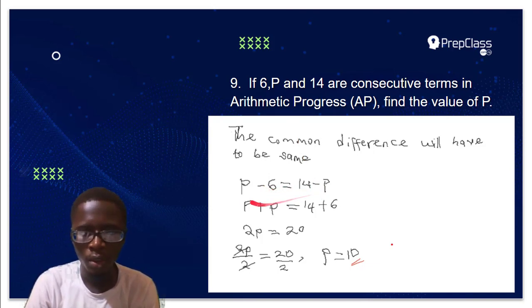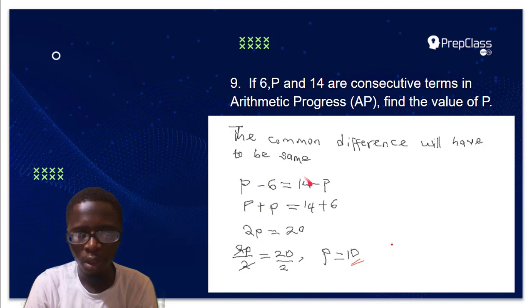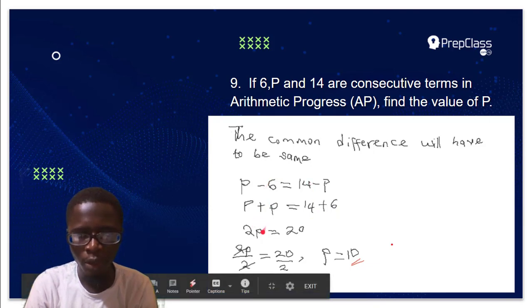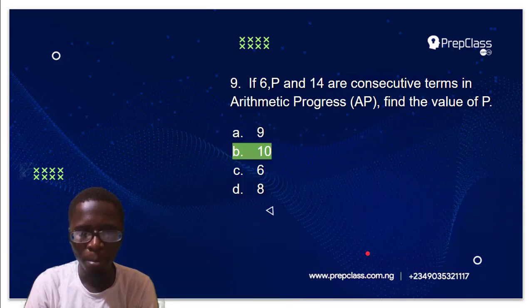So that is why these are equal. So what we need to do now is just to solve for the value of p. P crossing to the other side, we have p plus p, minus 6 crossing to the other side, we have 14 plus 6. P plus p is 2p, 2p is equivalent to 20. Now we need to divide both sides by 2. 2 divided by 2, 2 cancels 2, 20 divided by 2, that is 10. This makes the value of p equivalent to 10. So we have p to be 10. And this is supported by option B.